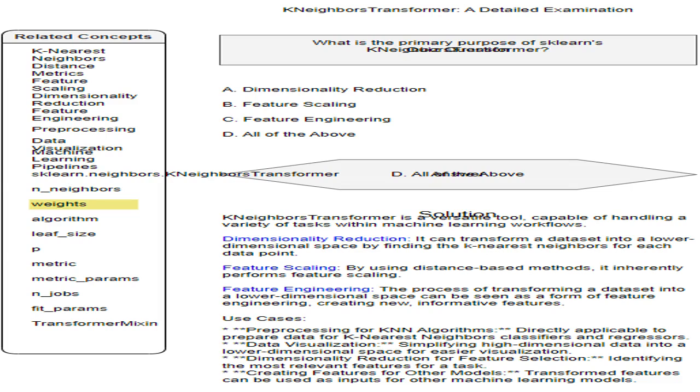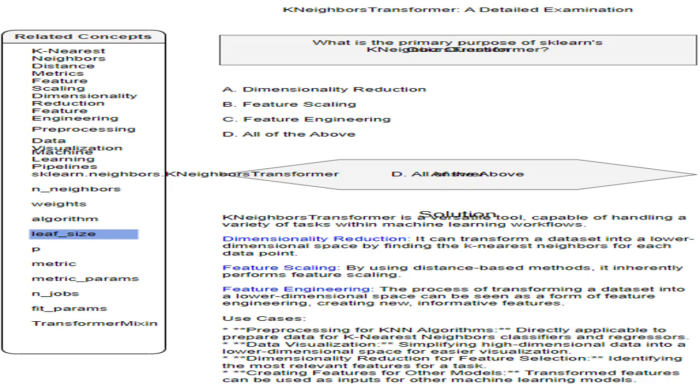The algorithm parameter specifies the algorithm used to find the nearest neighbors. Options include auto, ball tree, KD tree, and brute. The choice depends on the size and dimensionality of the dataset and can influence the efficiency of the transformation. X0a. Algorithm. The leaf size parameter controls the size of the leaf nodes in ball tree or KD tree algorithms. This affects the performance of neighbor search and can be adjusted to balance speed and accuracy. X0a.